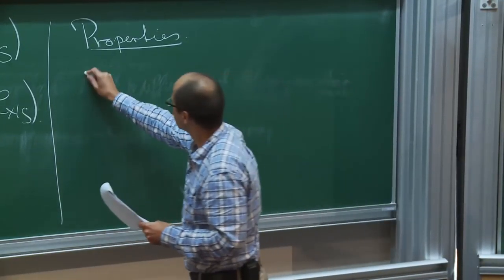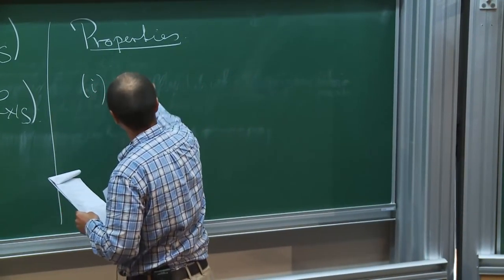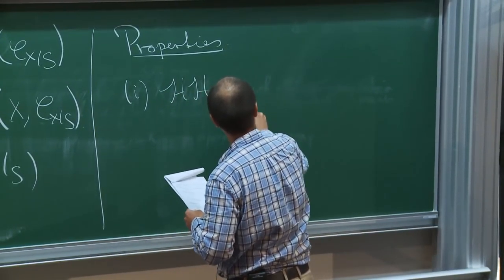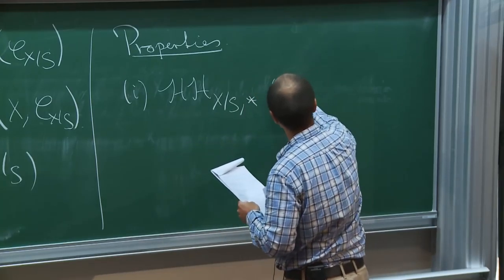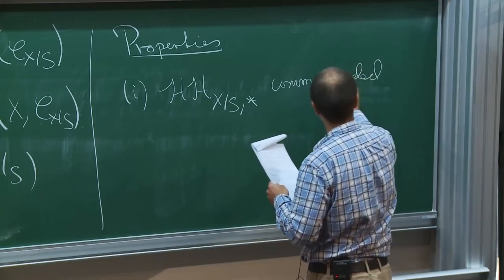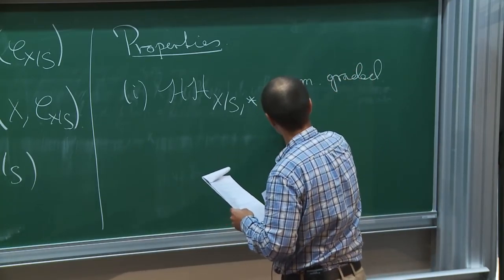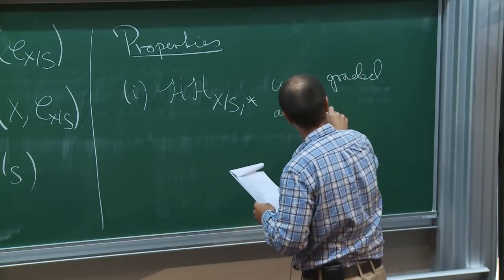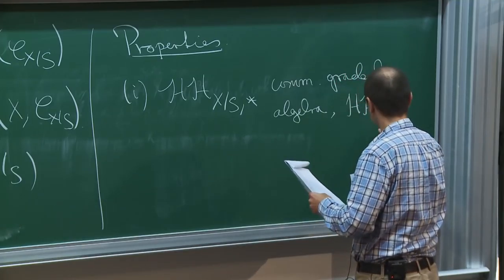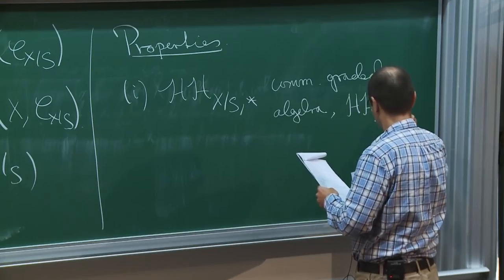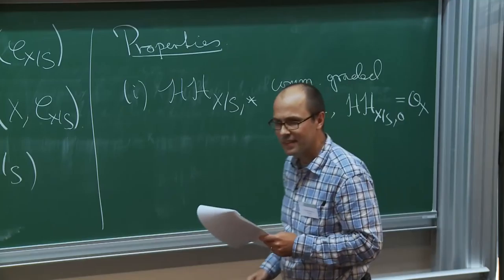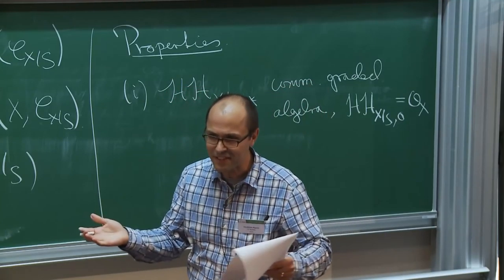Okay, so the first point is that this is a commutative graded algebra, graded commutative algebra. Strictly anti-commutative. The sign convention is like for the de Rham complex.